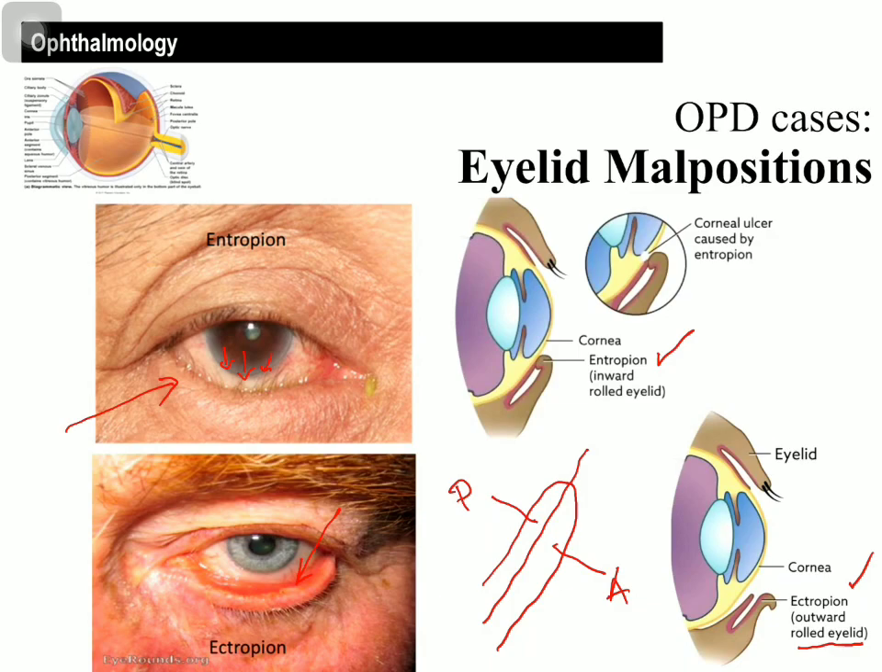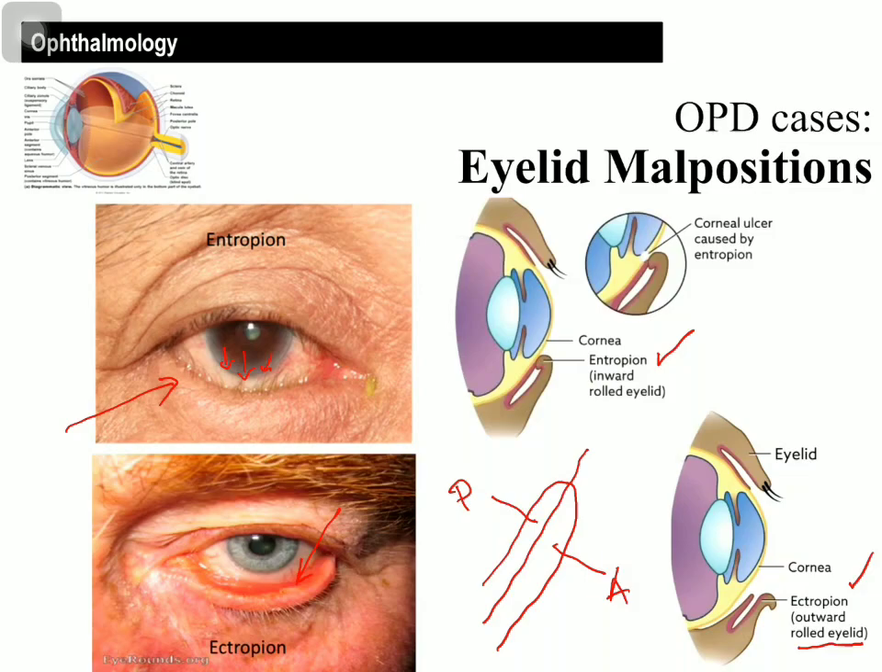The symptoms of entropion are usually due to the irritation that happens when the eyelashes touch the cornea, and this can be your red eye, pain, tearing, mucoid discharge, and there could even be partial loss of vision. For ectropion, the main causes are usually paralytic, a facial palsy.